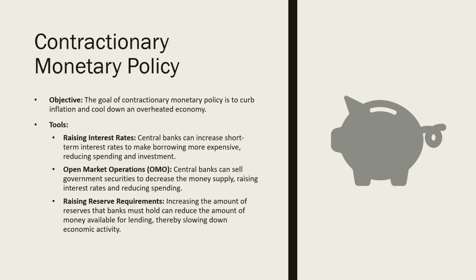And then by raising the reserve requirement, again, we're decreasing the amount of money that's in circulation by keeping most of the money in the bank. This contracts the economy. That's contractionary monetary policy.